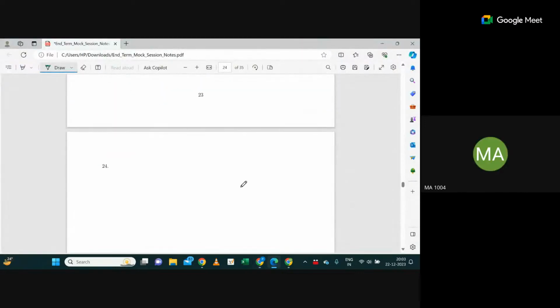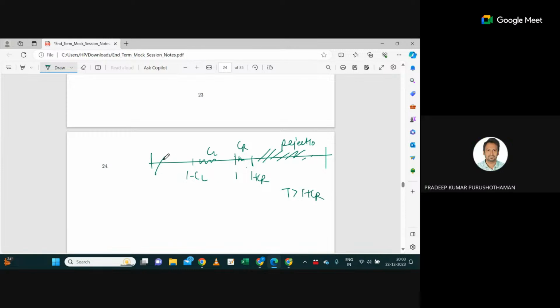I will tell you how to compute the significance level in the case of the F distribution. Suppose this is 1, this is 1 plus CR, and this is 1 minus CL. This range is CL and this range is CR. When will you reject H0? Suppose I reject H0 when my T is greater than 1 plus CR, and in this other case, when T is less than 1 minus CL.